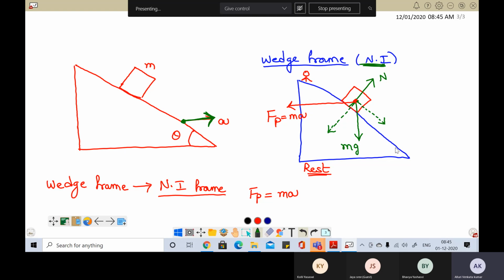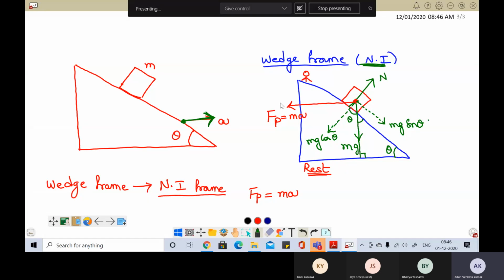How to find? I told you, this is given as theta. Now suppose you extend this line of mg, this is how much? 90. That means this is 90 minus theta, so that means this will be theta. Correct or not? So now this component will be mg cos theta, and this theta component will be mg sin theta.